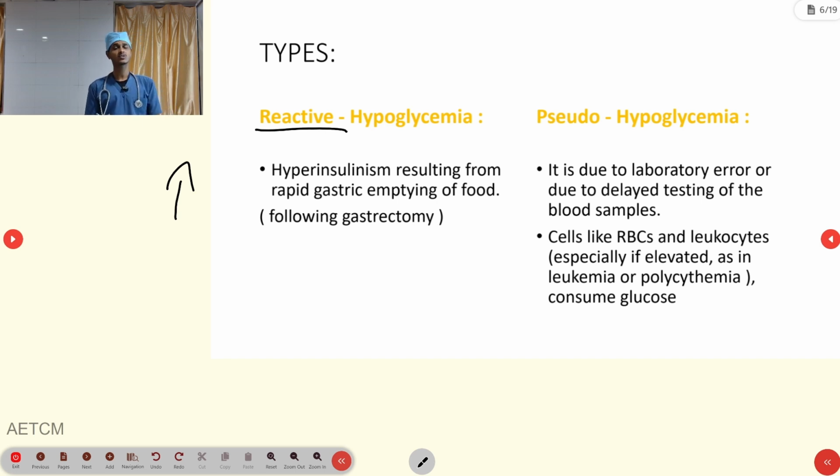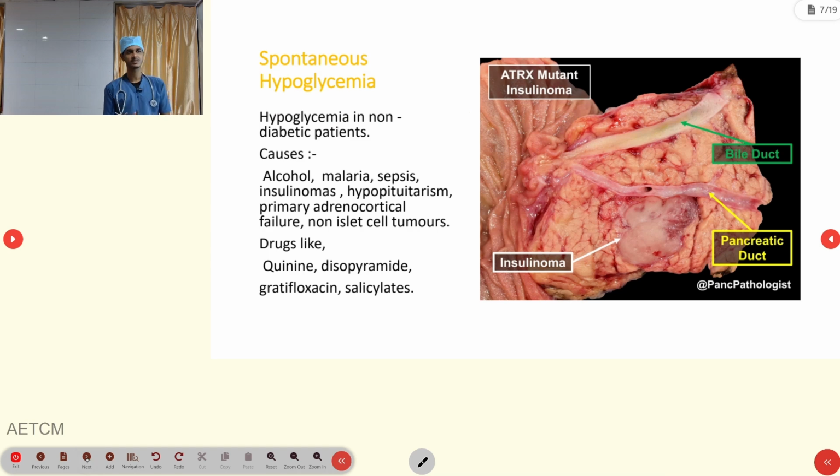Then pseudo hypoglycemia. Pseudo means an error, it may be a laboratory error, or in cases of polycythemia or leukemia, the cells themselves consume all the glucose present in that vial. Because of that, the person may show as hypoglycemic. To correlate that, you can do a field glucose test or glucometer test, or you can go with an ABG or VBG also.